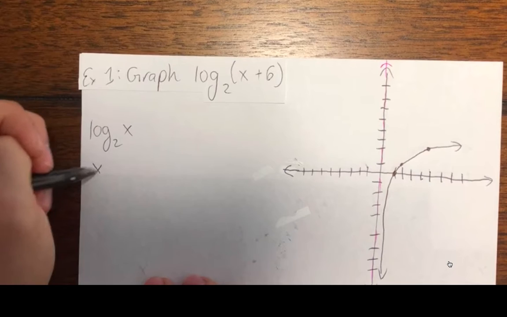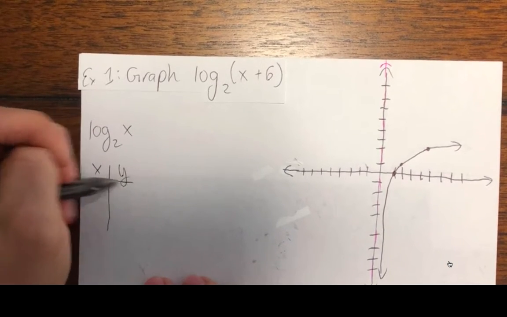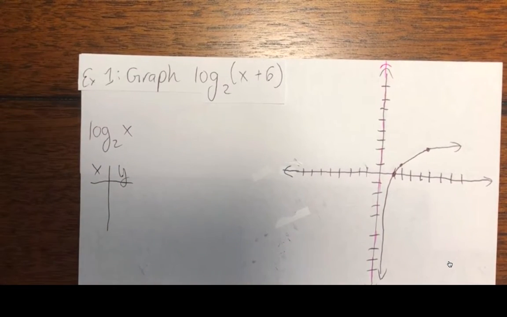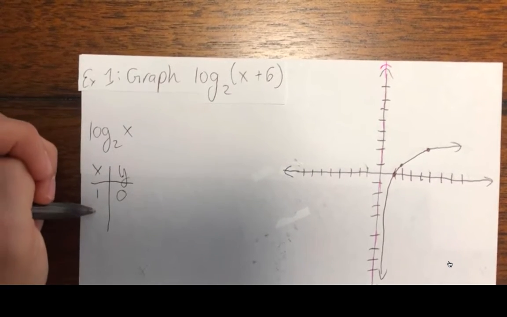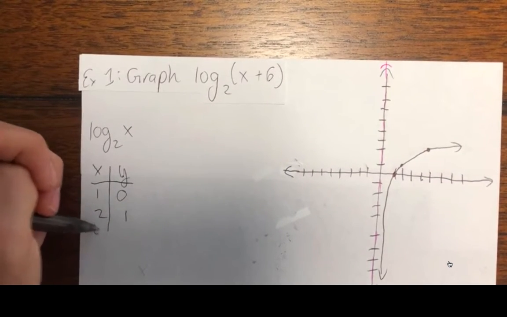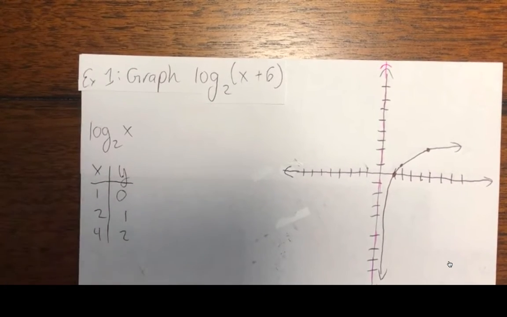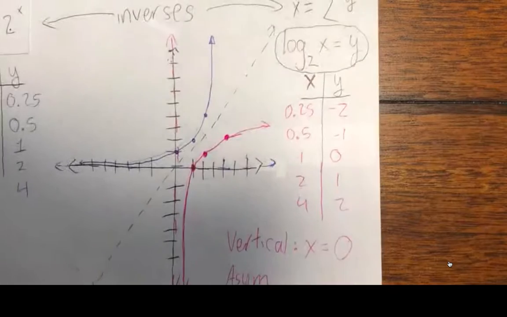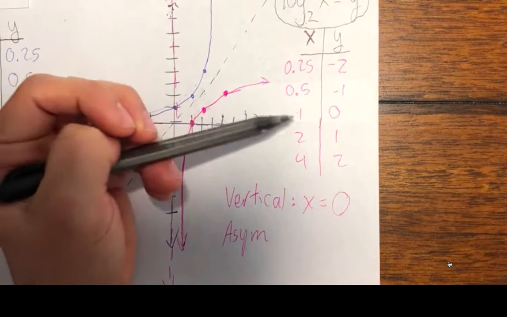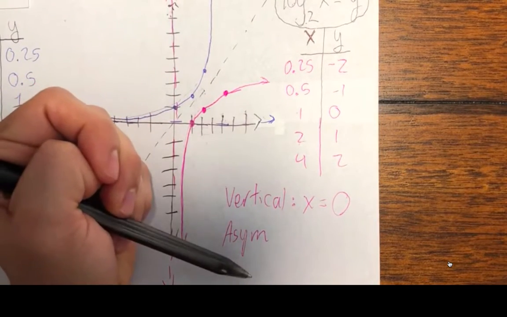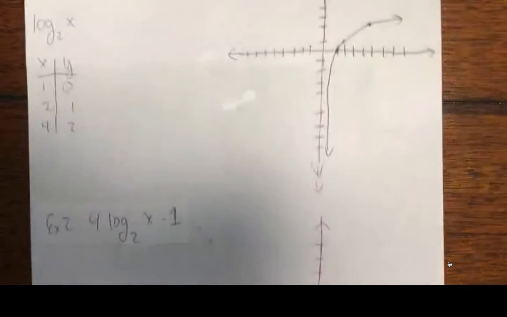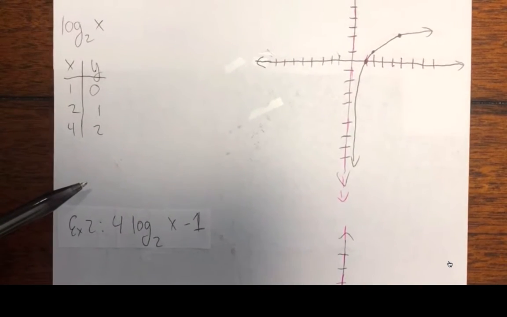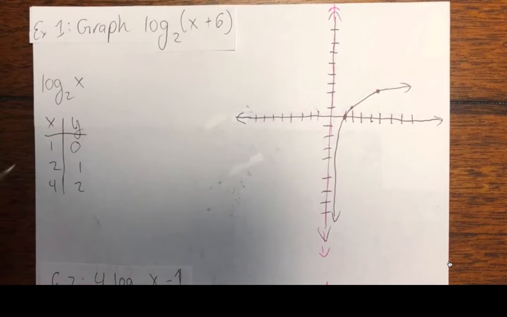So I'm going to make an x and y table for that one. And I'm only going to use 3 points, all right? So I have 1, 0, 2, 1, and 4, 2. Now I'm getting these points from the graph that we already did. Those are going to be my x and y coordinates for the parent function.